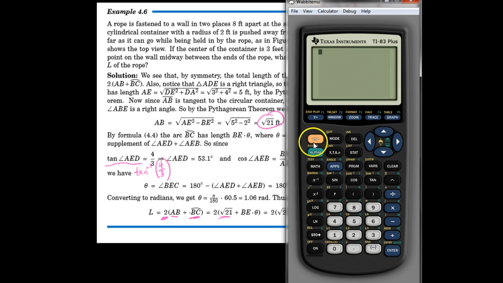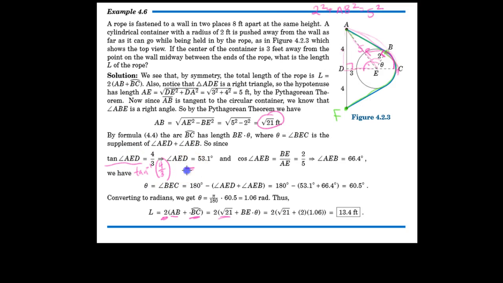You can just do this all from radians. So if I say tan inverse of 4 divided by 3, close my parentheses, that gives me 0.9273 radians. So this is also equivalent to 0.9273 radians. All right, cosine AEB, that is this angle right here.